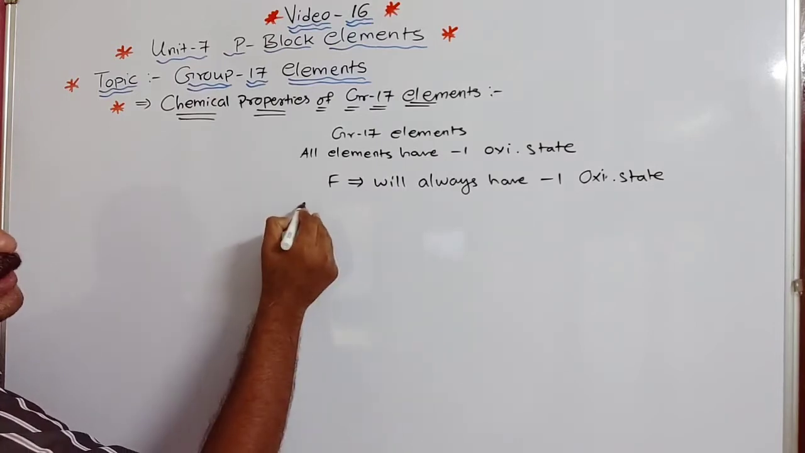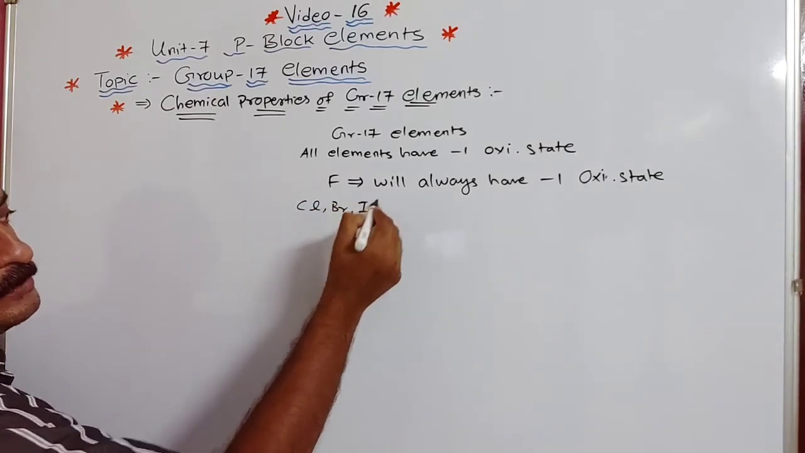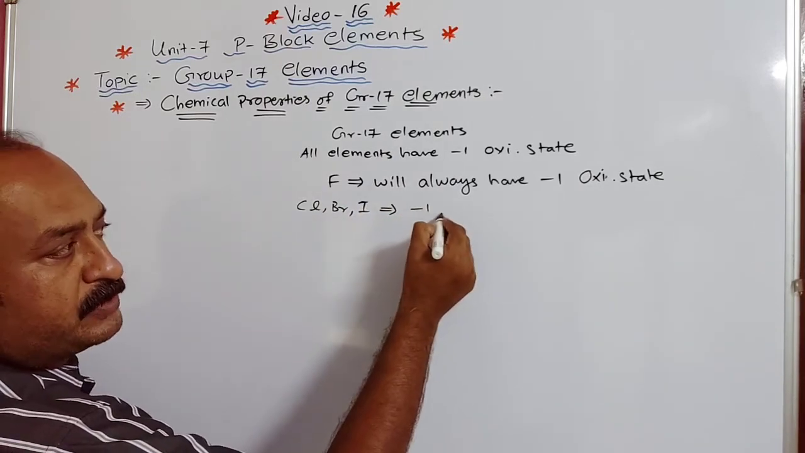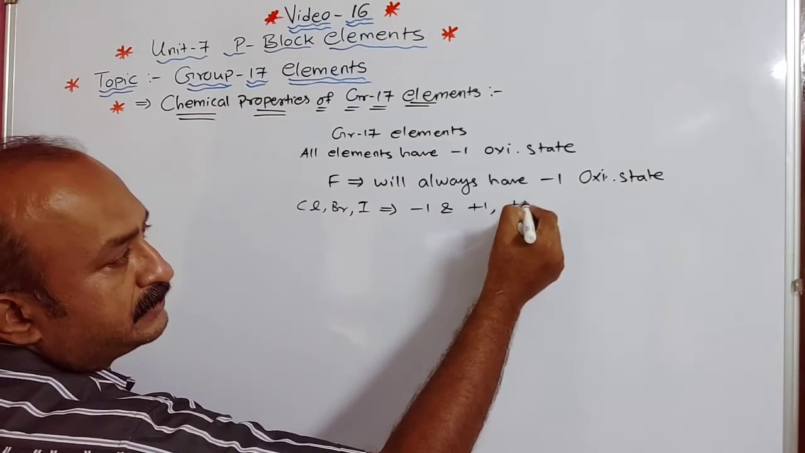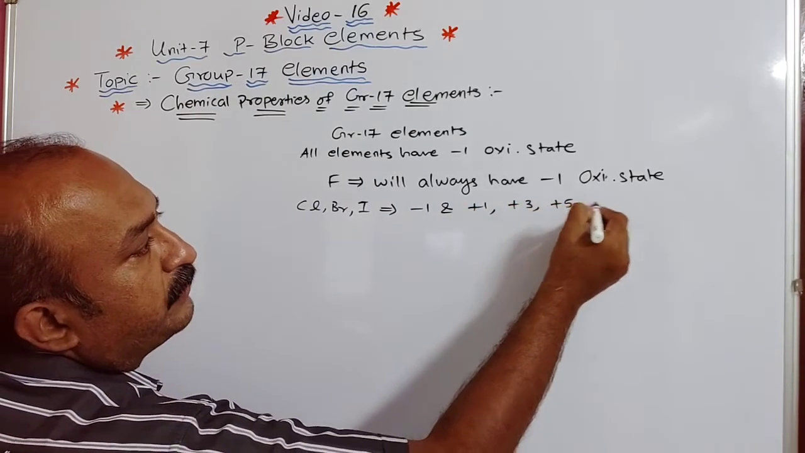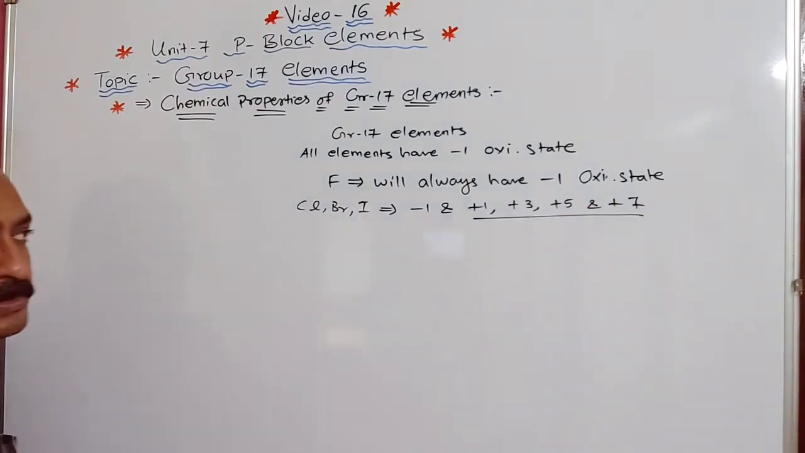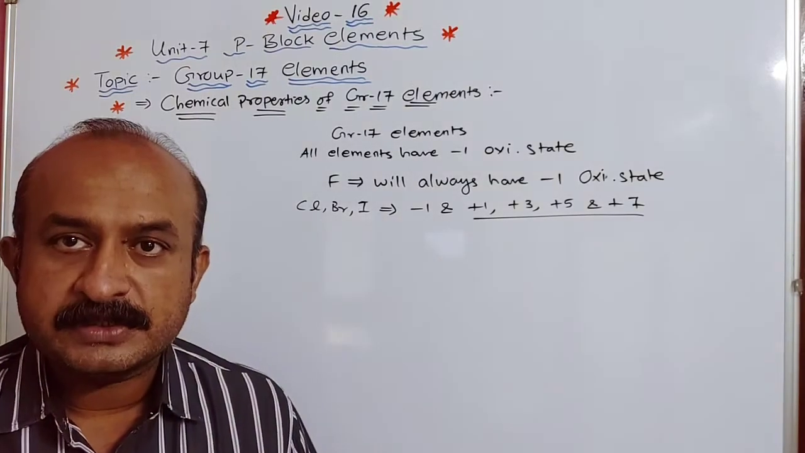Okay. Now when we talk about chlorine, bromine and iodine, they will have oxidation state of -1 and also of +1, +3, +5 and +7. Now the reason for this, the positive oxidation states, is what we are going to discuss.